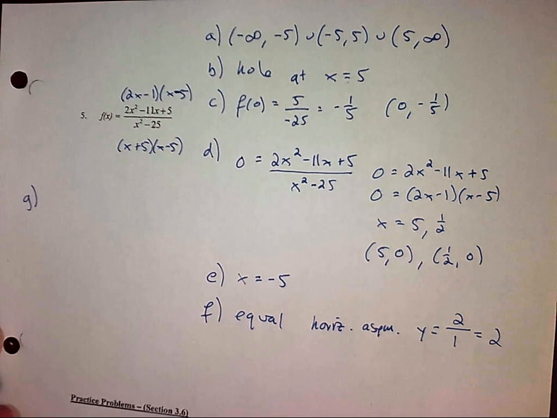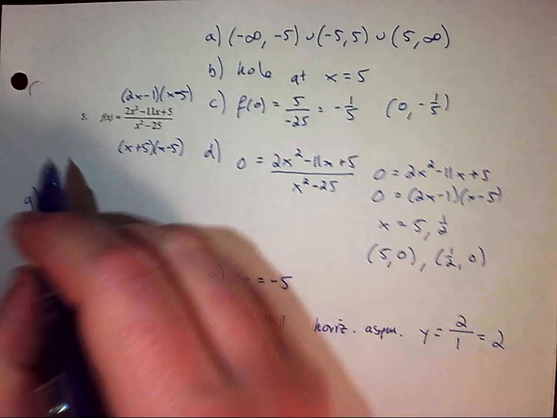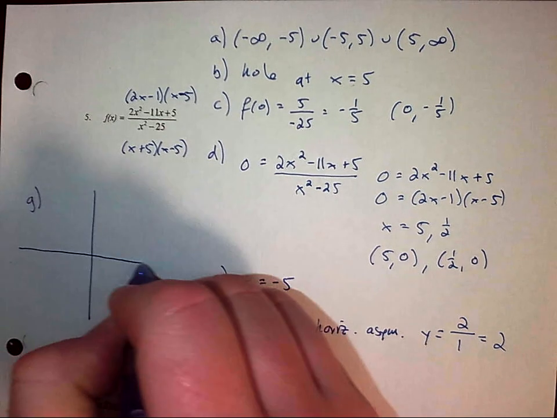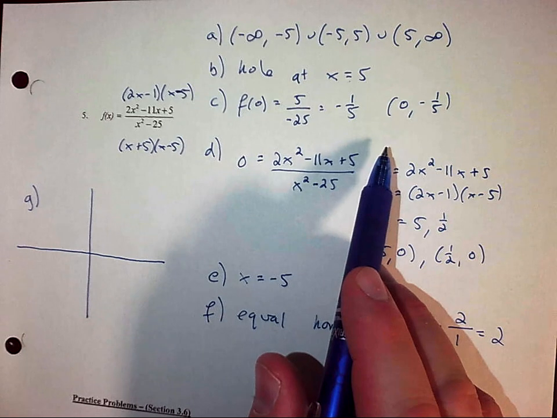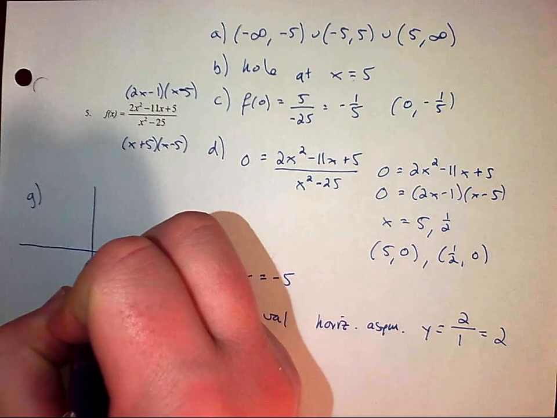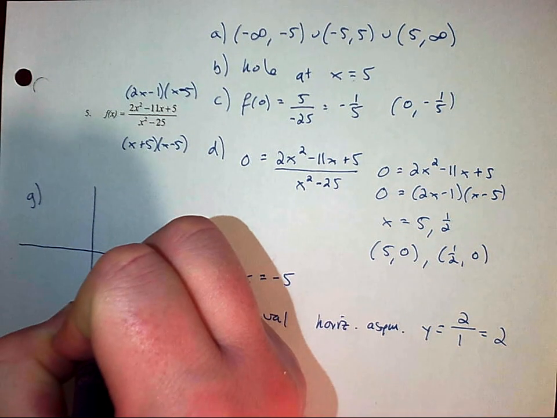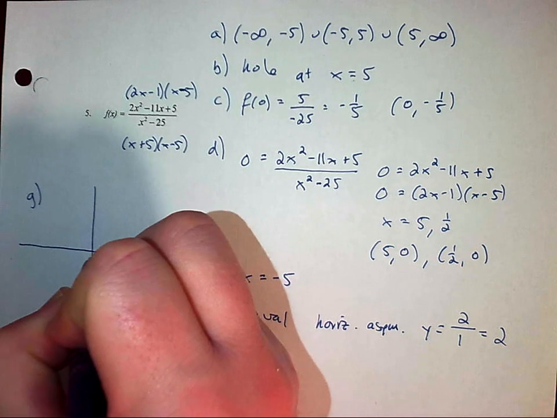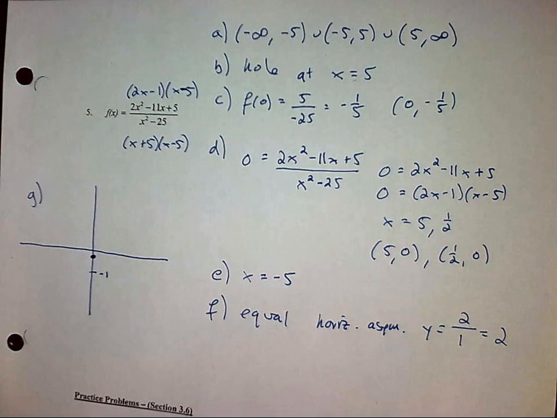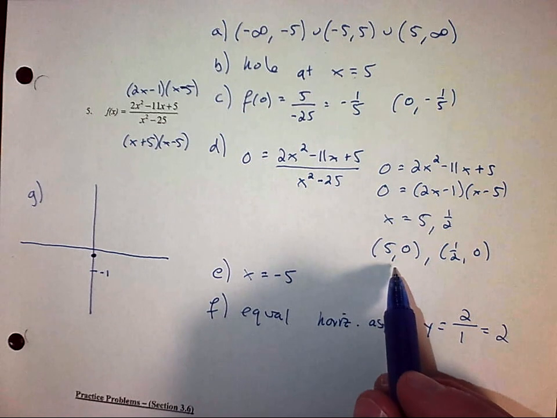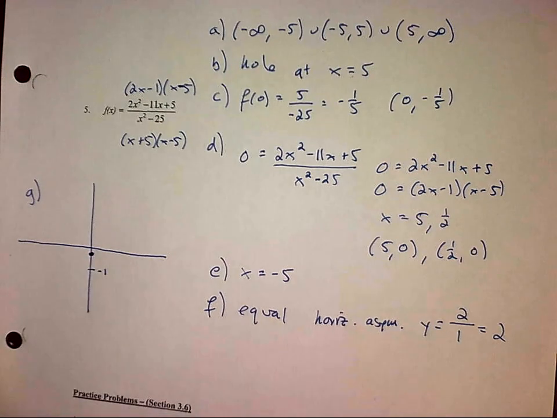It's asking us to graph these things now. So here, let's do it. We have our y-intercept at (0, negative 1/5). So here I'm going to call this negative 1. So negative 1/5 is going to be somewhere right here. Our x-intercepts, where are the x-intercepts? (5, 0) and (1/2, 0).